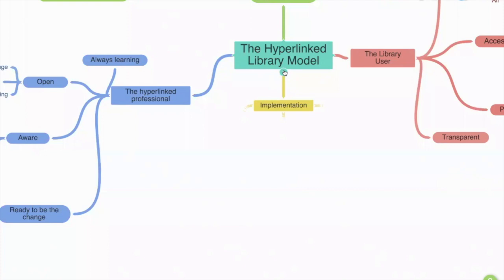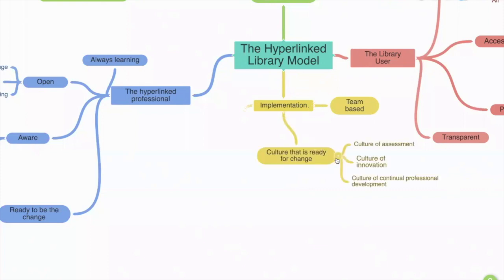How is the hyperlinked library implemented? First, it is team-based, taking advantage of the variety of perspectives and backgrounds from across the library and community. It has a culture that is ready for change in terms of assessment, innovation, and continual professional development. As in Library 2.0 and Think Like a Startup, it provides a safe and open environment where it is okay to fail because new things are always being learned.